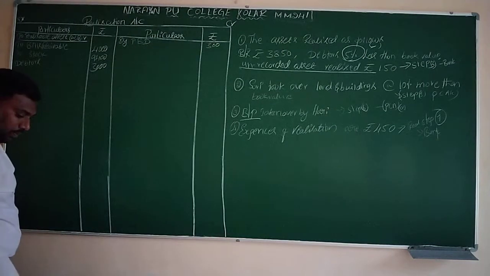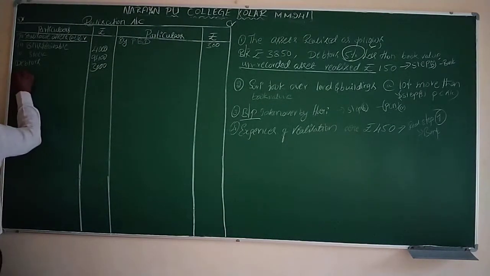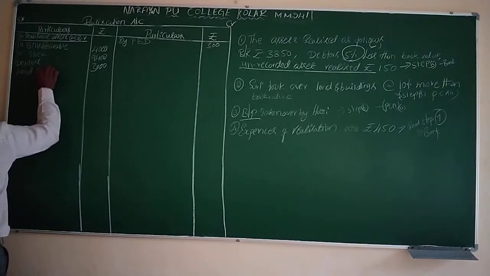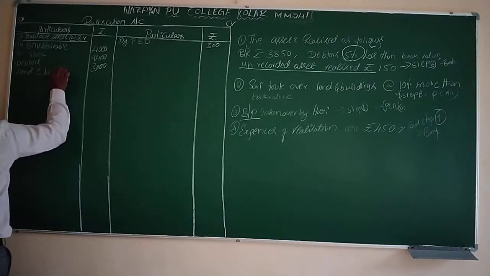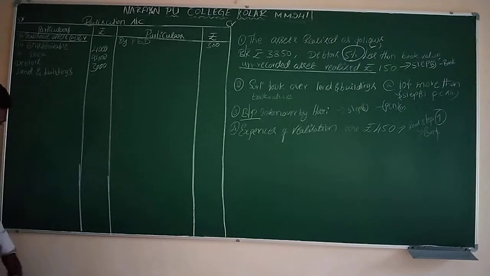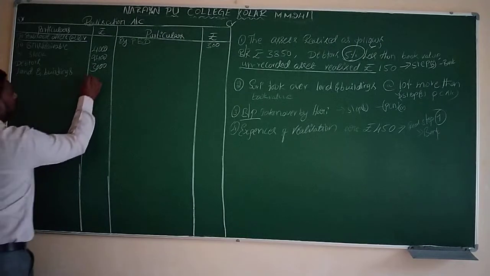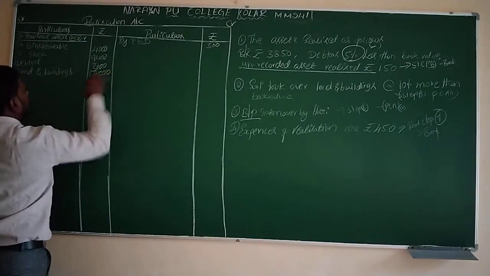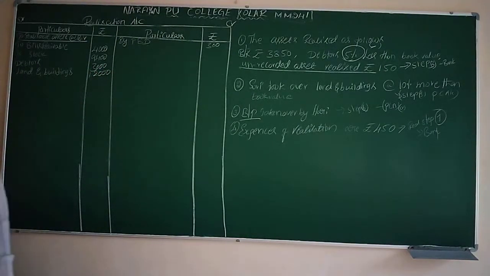After that, land and buildings. The value of land and buildings is 12,000. So this is about step number 1 of the realization account. We have to frame this one. Step number 1 we have to complete. Let's come to step number 2.